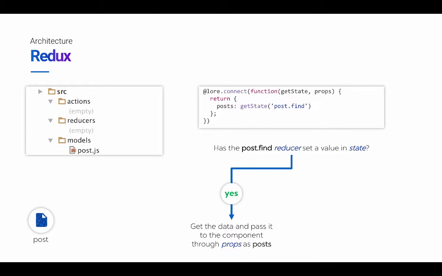If the answer to the question is yes, this decorator will extract that data from state and pass it into the component as props. If the answer is no, and this is where some of the magic in Lore really starts to happen, it will automatically call the action responsible for retrieving that data. And once the application has the data, the store will update, the master component at the root of the application will get notified, and the application will re-render.